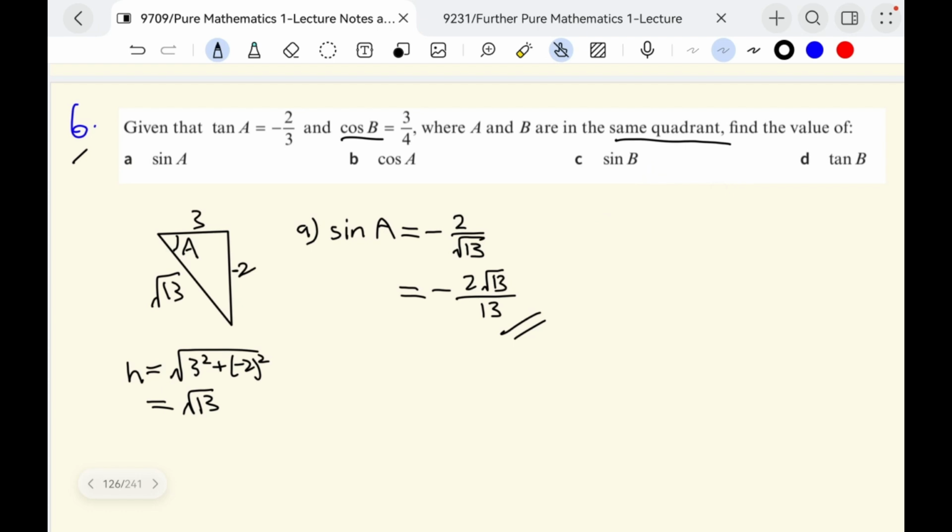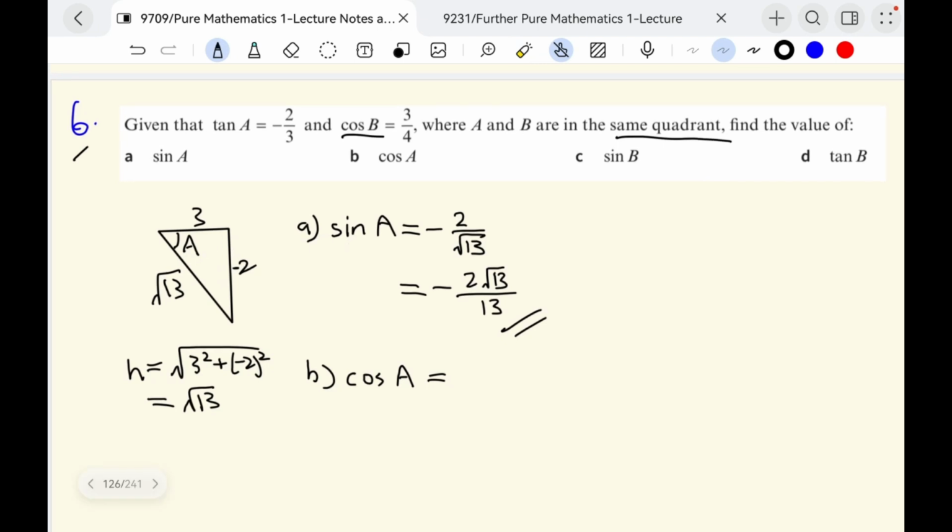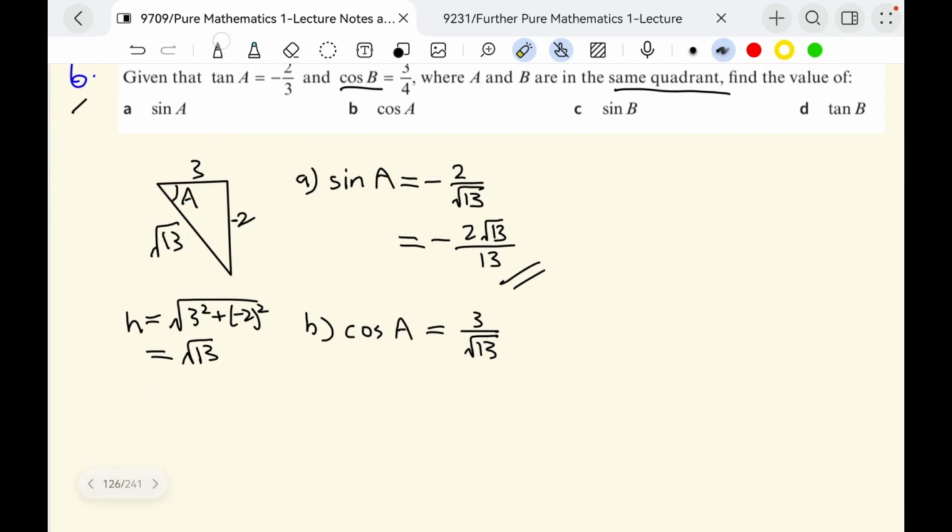Okay, for part B, cos A. Of course cos A is positive since cos is positive in quadrant 4. So it is 3 over root 13. That's enough. Okay, because the 3 is the x coordinate, which is positive. So yeah.